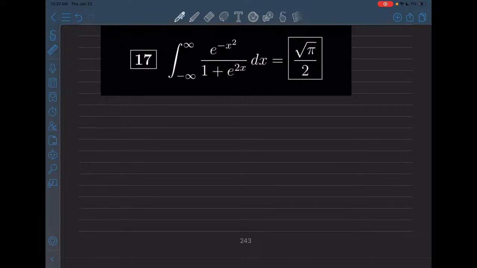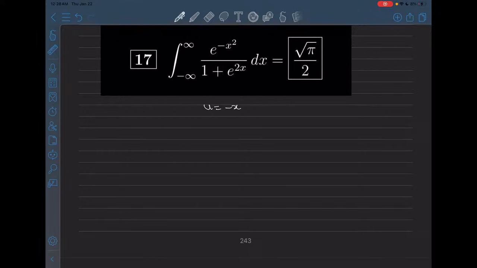I see something here actually. Yeah, that's what I was thinking, using King's rule. Or instead of using King's rule, it's the same thing. We can just make a substitution u equals minus x.